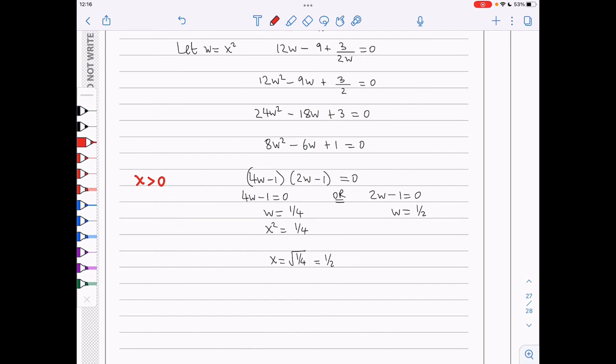And on the other hand, w being a half means that x squared is a half, and therefore x is the square root of a half. The calculator might give you this as root 2 over 2. Now, this solution here corresponds to the point P that was given in the question, so this is point P, and therefore the value we were after is x is root 2 over 2. It is the solution that came out over on the right hand side.